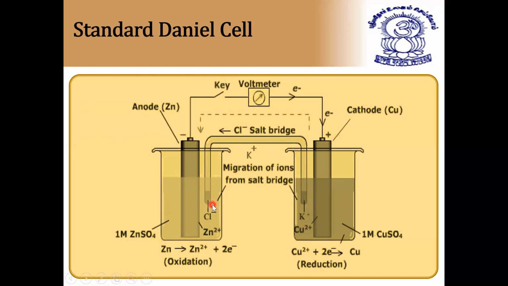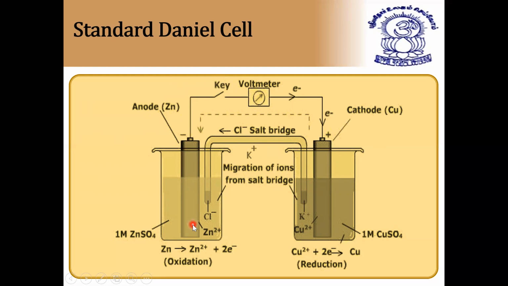So, a zinc rod dipped in zinc sulfate solution and a copper rod dipped in copper sulfate solution, and these two are connected by means of a salt bridge. And a voltmeter is kept here. There is no battery, they are just connected to a key. So here a battery is not being introduced. Just a copper rod dipped in copper sulfate solution and a zinc rod dipped in zinc sulfate solution.